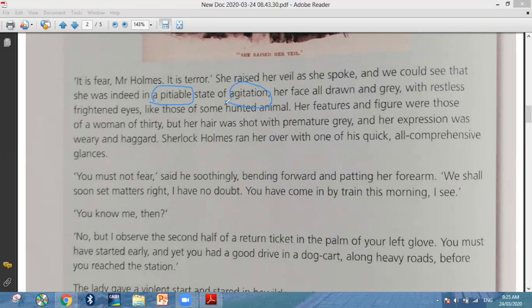He asked her to get close to the fire, and even asked her to make a cup of tea for her. Okay, her face all drawn and gray with restless, frightened eyes, like those of some hunted animals. Restless. When something is restless, especially the eyes, Adham, it means?